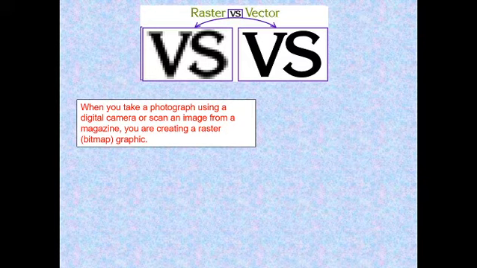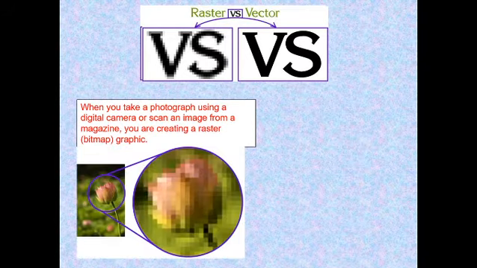As I said in the previous slide, if you take a photograph with your camera, or if you scan anything, if you've got a magazine or an old family photograph that you want to get onto the computer, you might use a scanner for it. And if you do that, you're automatically creating a raster or a bitmap image.